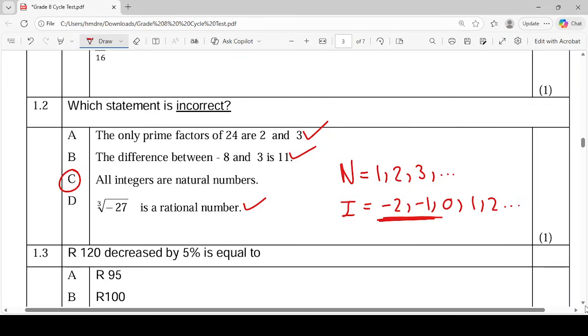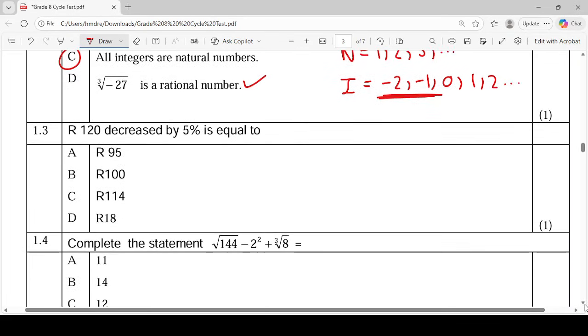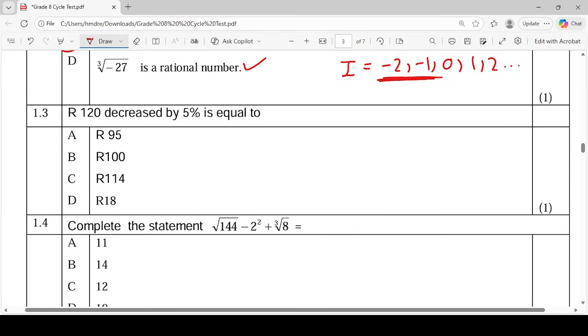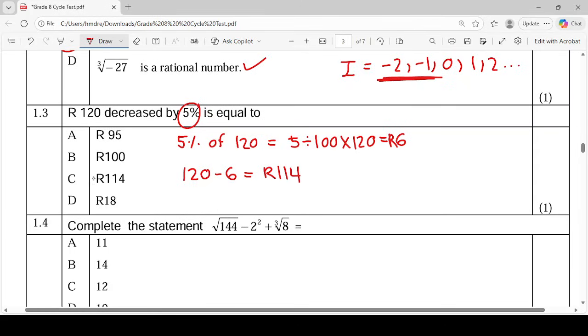1.3, 120 decreased by 5% is equal to. So again, you have a calculator, so first of all, we're going to work out 5%. So 5% of 120. How we work it out is you go 5 divided by 100 times 120, and we get 6. So that's 6 rand. So 120 decreased by this 5% is 120, take away the 6. That is going to give us 114 rand.